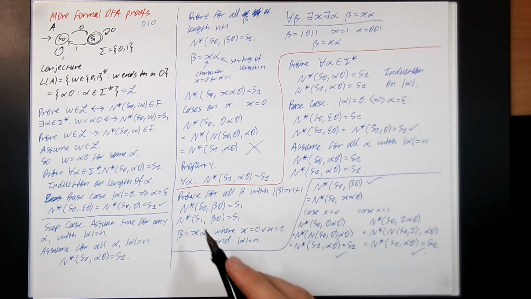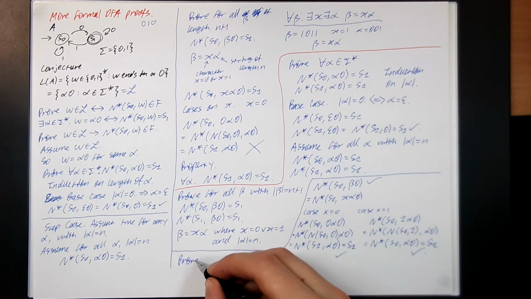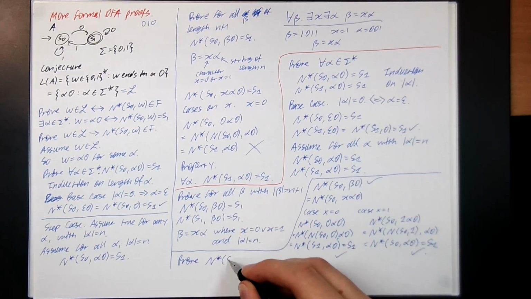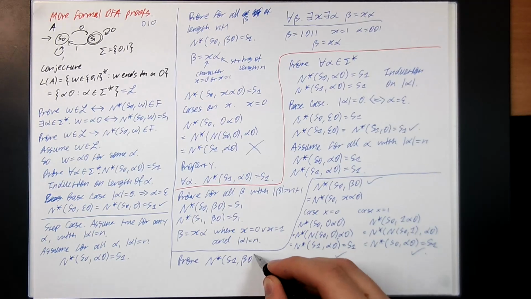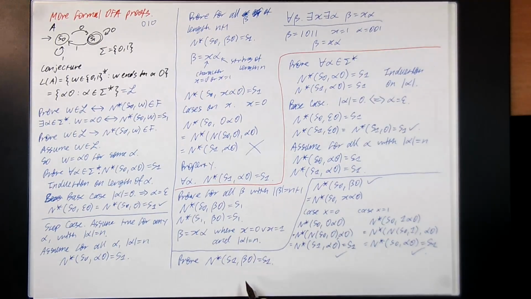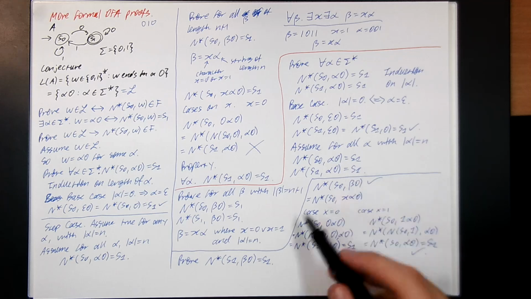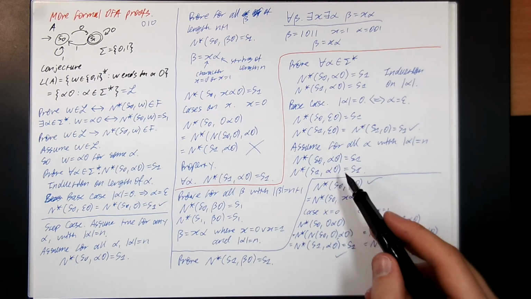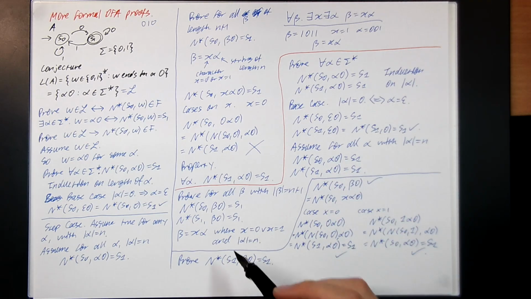Now we've got to prove the other property. So we have to also prove N star of S1 beta 0 is equal to S1. I'll leave that to you as an exercise. The proof is basically the same as this case here with S0s flipped to S1s. So you punch it out, you do cases on x, and then you use inductive hypotheses from both cases to get S1. So I'll leave that for you as an exercise.